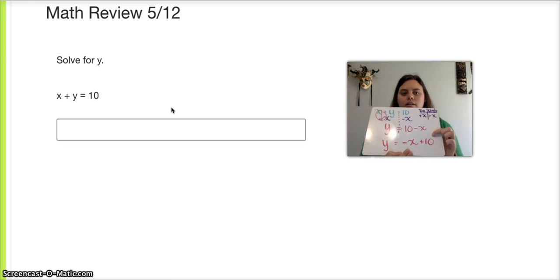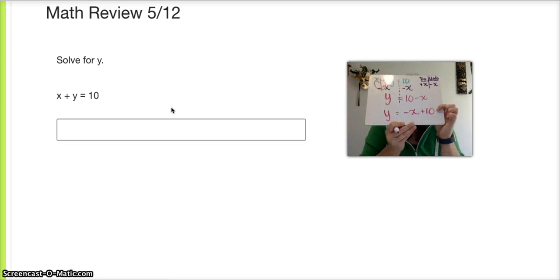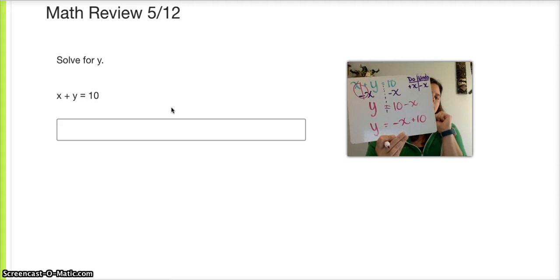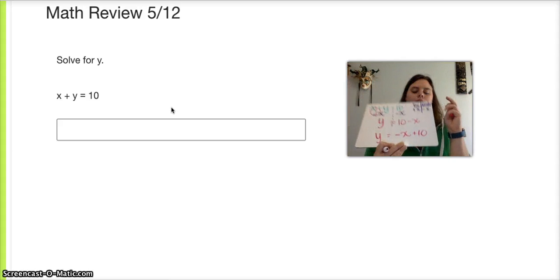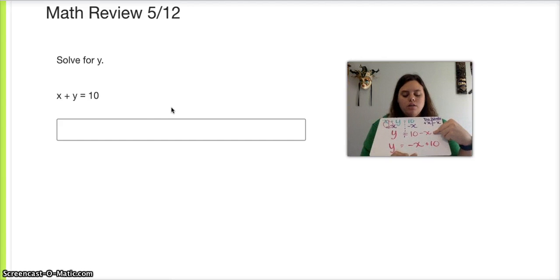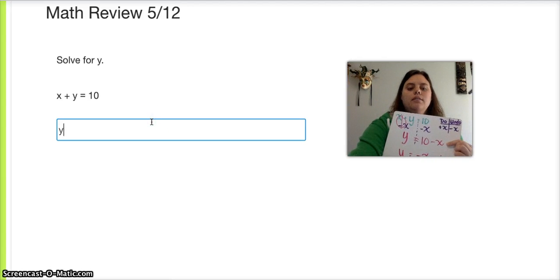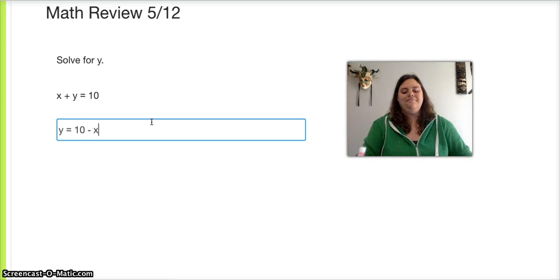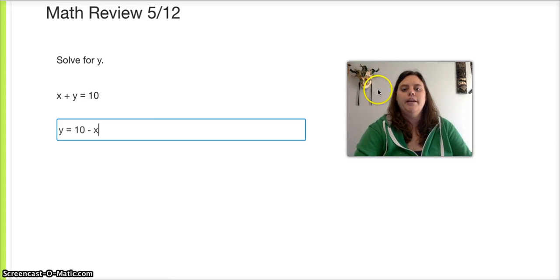Both of these are correct. If the bottom one makes absolutely no sense to you, forget it. This is all you need for your final answer. Y equals 10 minus x. And there you go. That's your last answer for today.